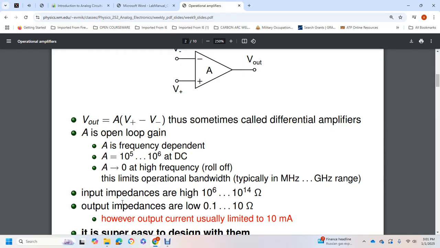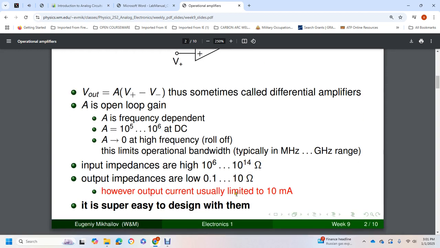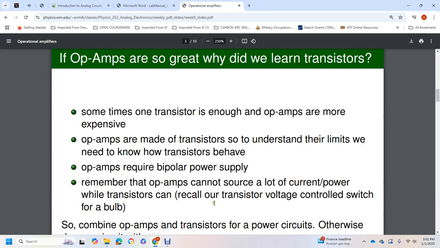Input impedance is higher than 10^6 or 10^14 ohms. Output impedance is as low as 0.1 to 10 ohms. However, output current is usually limited to 10 milliamperes. It is usually super easy to design with them. Sometimes one transistor is enough for the op amp.